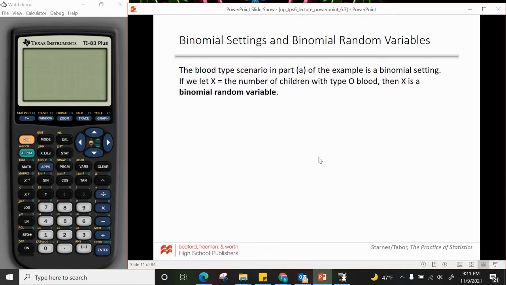All right. So let's take that first example in part A, which was a binomial setting with blood type O, and we come up with the random variable x, which is a binomial random variable, and x is the number of children with type O blood. So the probability distribution of x is called a binomial distribution.